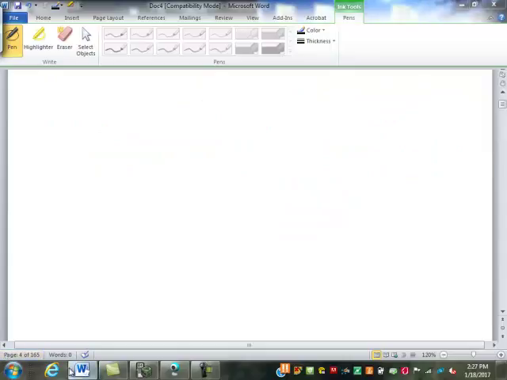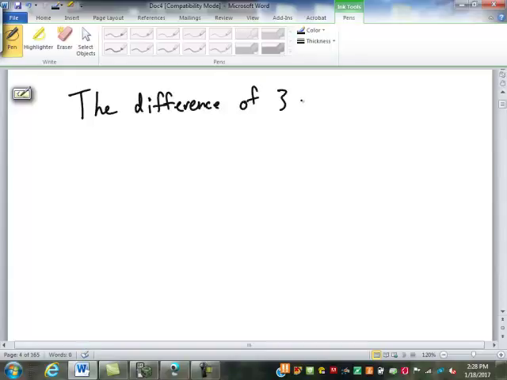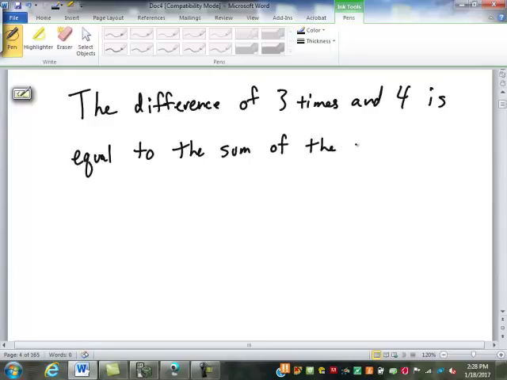We might have the difference of 3 times the number and 4 is equal to the sum of the number and 14.